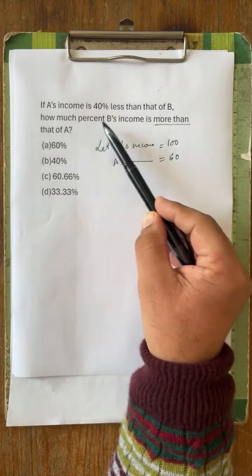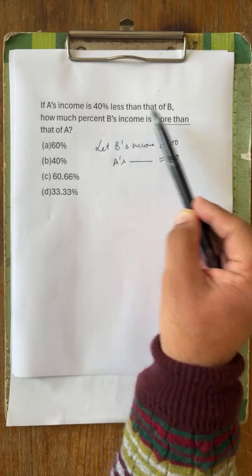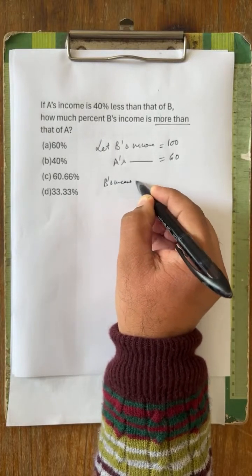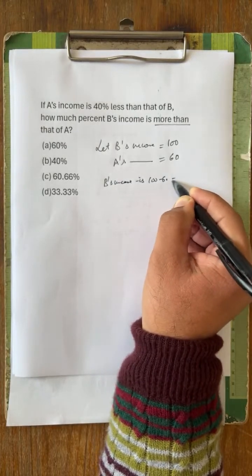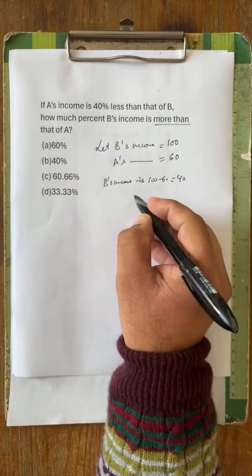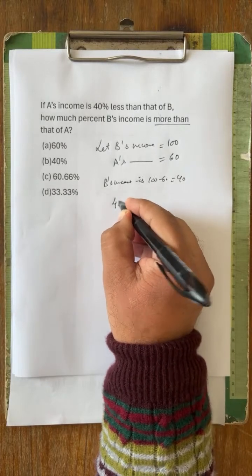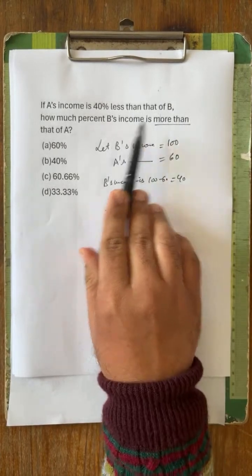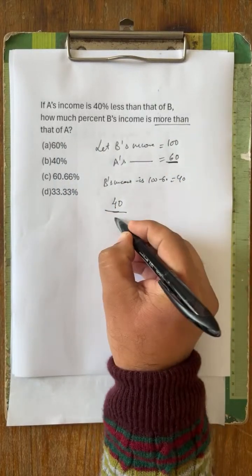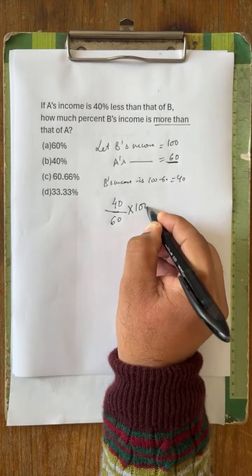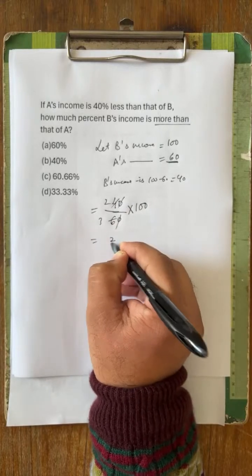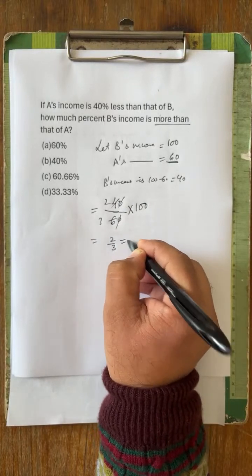Now we have to find by what percentage B's income is more than that. Now B's income is 100 minus 60, 40 more than that of A, but we have to find the percentage. So we will be keeping 40 in the numerator. Now we have to compare with A, so we will be keeping in the denominator A's income, that is 60, into 100. Now this cancels, we are left with 2 by 3.